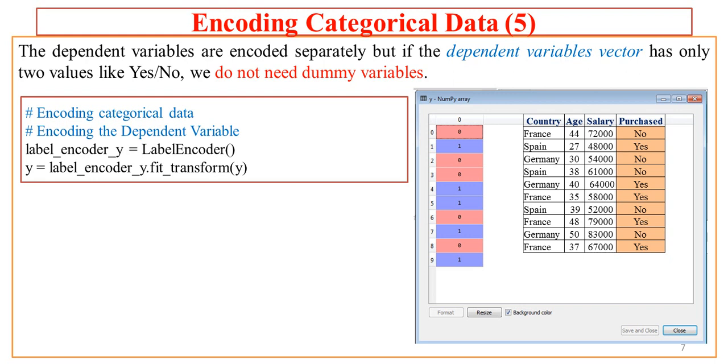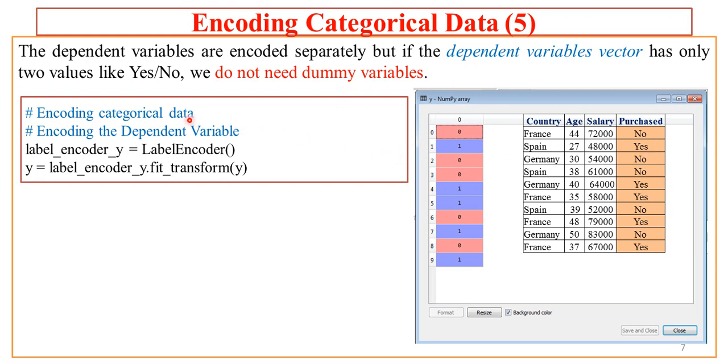Like our independent variable feature vector, we may even perform the transformation on dependent variable vectors if our dependent variable vector has certain categorical values. But in our case, if we see the dataset, we have only one attribute in the dependent variable vector, and that too has only two values, yes or no. As there are only two values, they can easily be mapped with 0 and 1. So that's why we don't need dummy variables here.